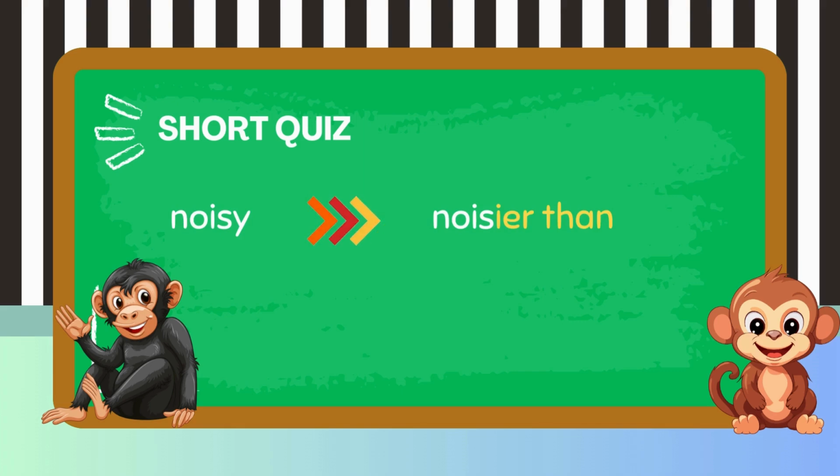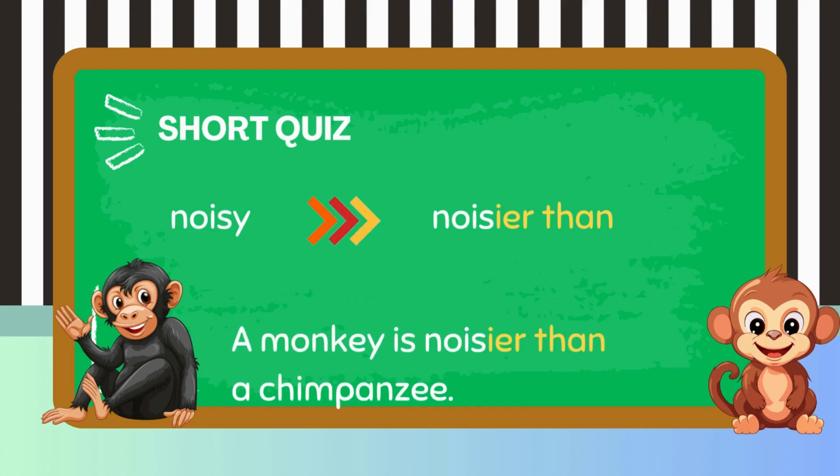Yup, we have to change the letter Y and add IER. So noisy becomes noisier than. A monkey is noisier than a chimpanzee. I don't like them both. Okay, we move on to our last question for today's lesson.